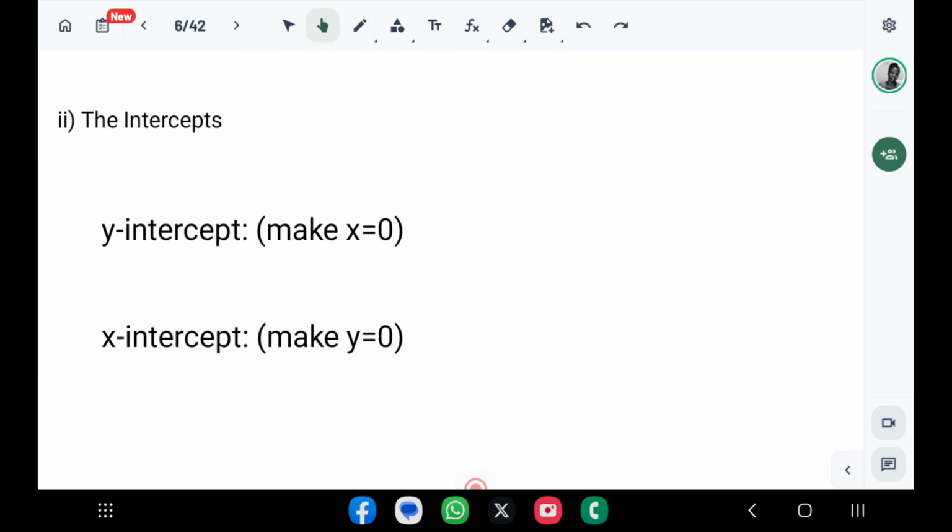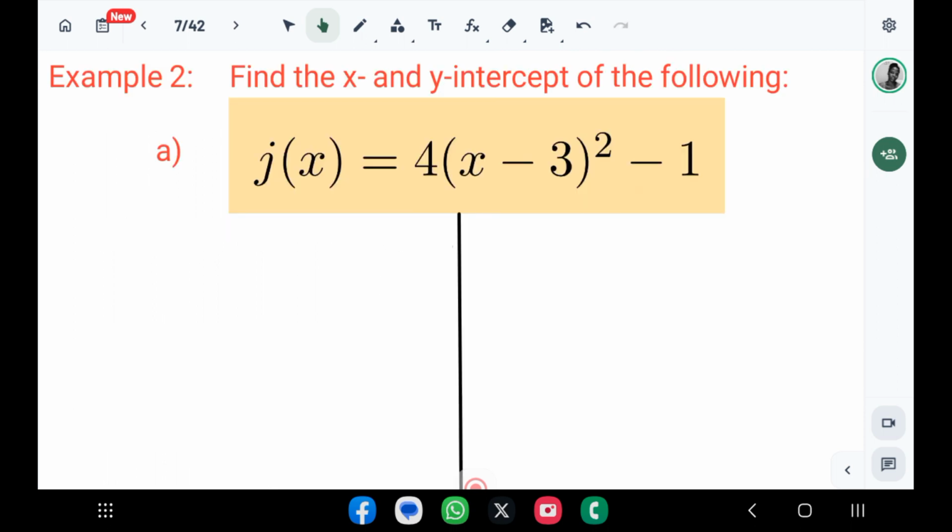Now for the intercepts, that is standard. When you're looking for the y-intercept, you make x 0, and when you're looking for the x-intercept, you make y 0. It does not matter whether you're dealing with algebraic functions or trigonometric functions. The mantra stays the same. Now let's find the x and y-intercept of the following. To find the y-intercept, you make x 0.